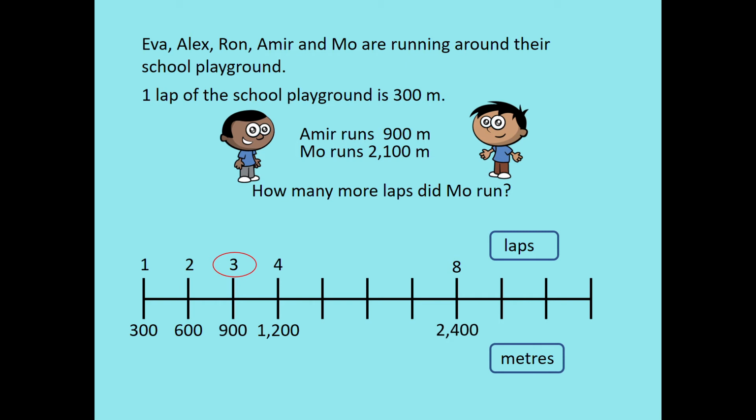I know that 3 laps is 900 meters for Amir, but I don't know how many times 300 goes into 2,100, but if I count in 300s all the way up, it would be 7 times.